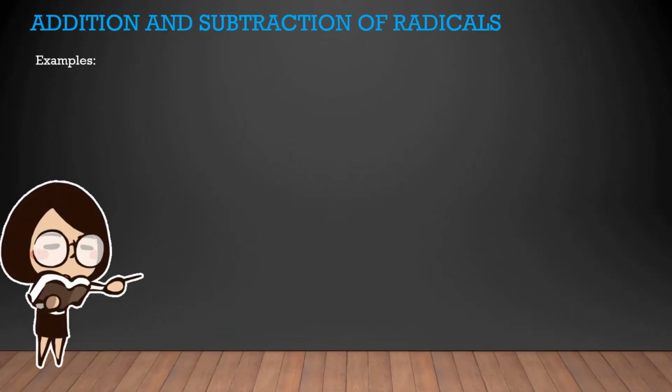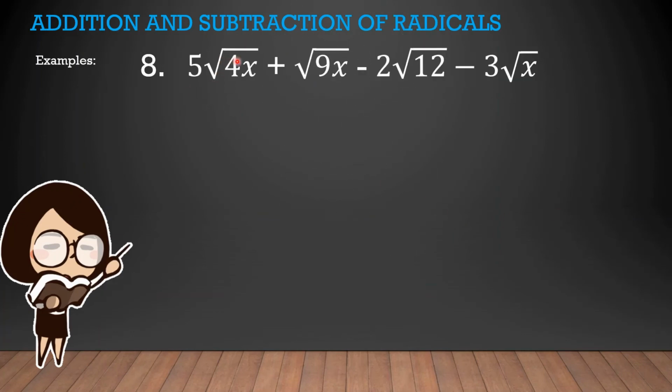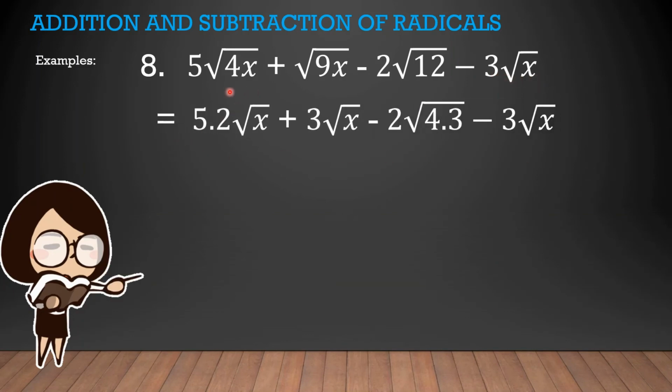Okay, number 8. Example. We have 5 square root of 4x plus square root of 9x minus 2 square root of 12 minus 3 square root of x. On the first radical, we have a perfect square, 4. The square root of 4 is 2, so 5 times 2 square root of x. Then the square root of 9 is 3, square root of x, minus 2, the factors of 12 are 4 and 3, minus 3 square root of x.